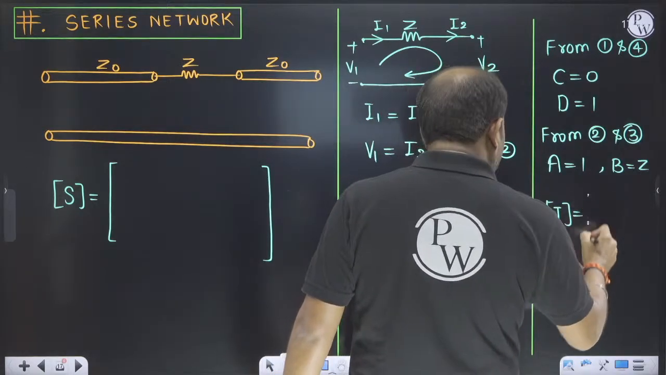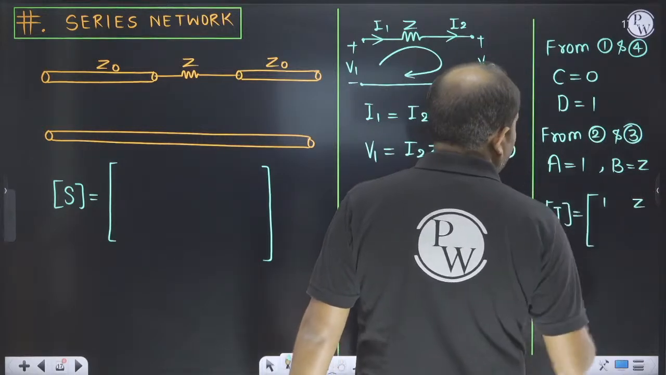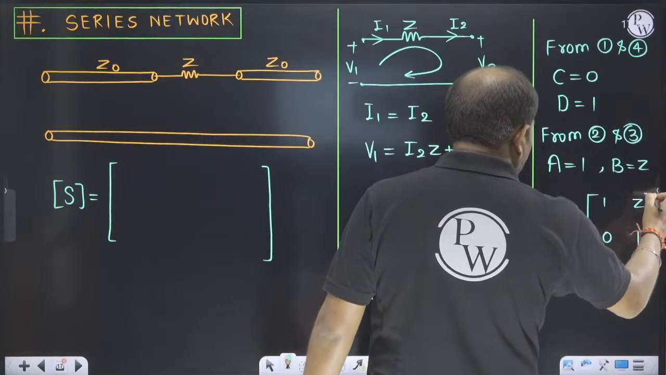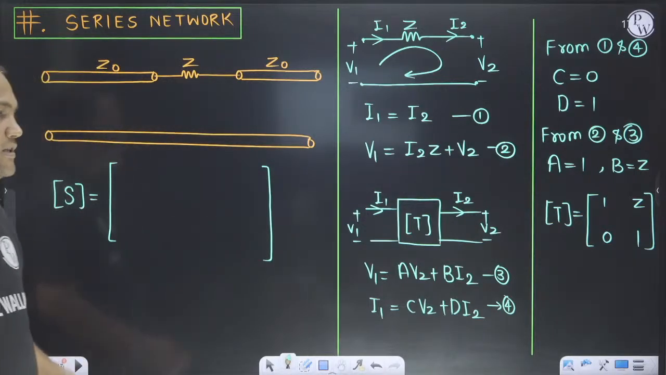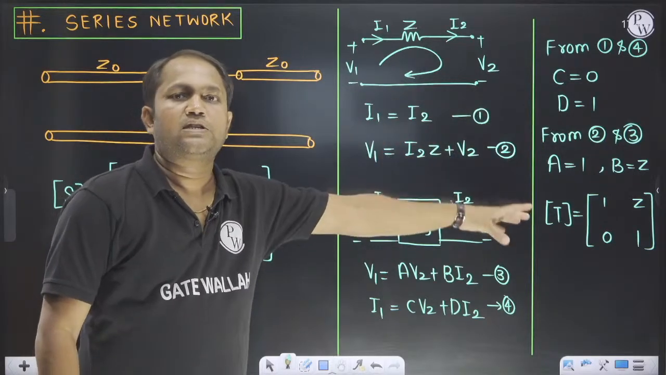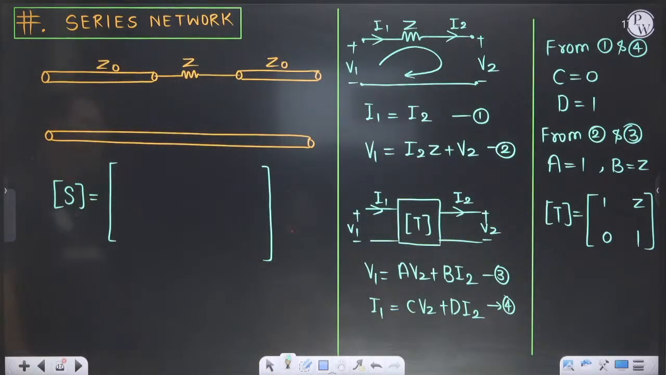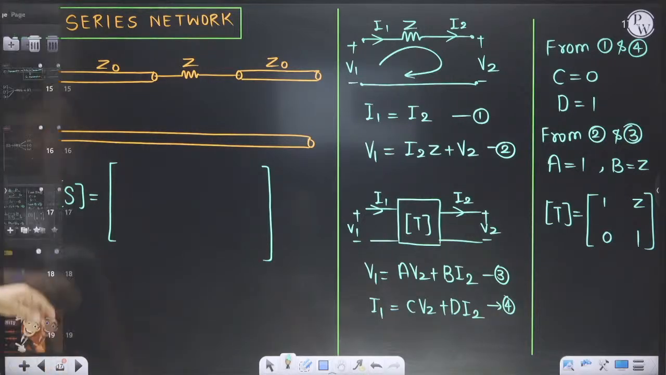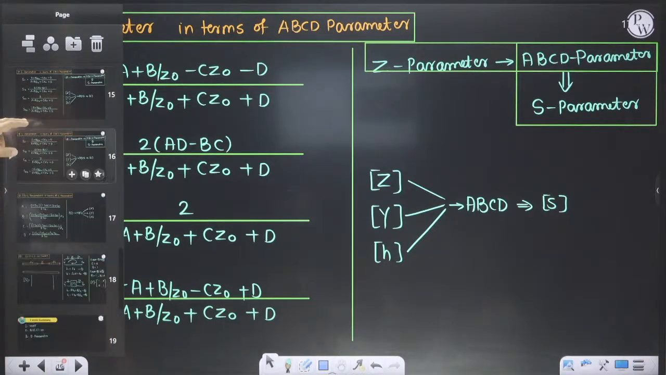That means A is equal to 1, B is equal to Z, C is equal to 0 and D is equal to 1. So this is the ABCD matrix for a series network. If you remember it, you don't have to do all this; you just write it down. 1, Z, 0, 1. Once you have the answer, you apply this formula.